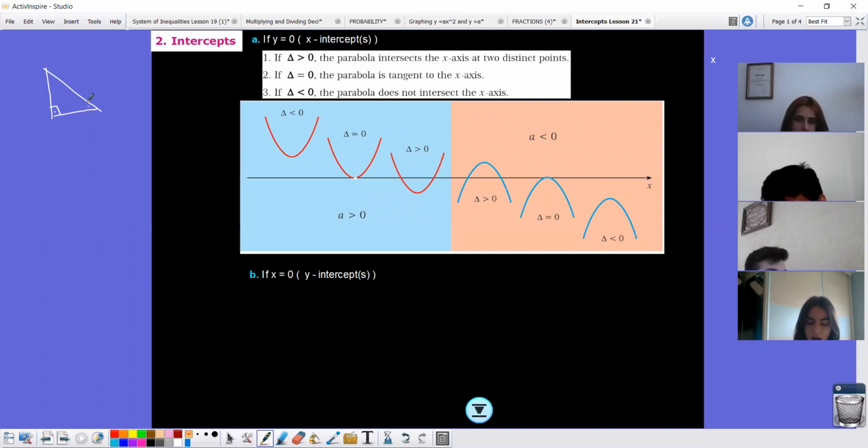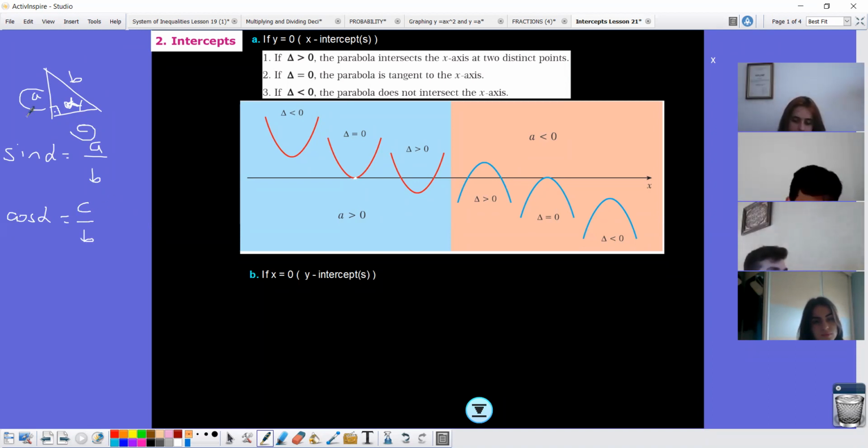In a right triangle, for example, you have this angle here, let's say alpha, and you have the sides A, B, C. Sine alpha is the opposite side over the hypotenuse, and cosine alpha is the adjacent side over the hypotenuse. This is sine and cosine, but it's not our topic right now.